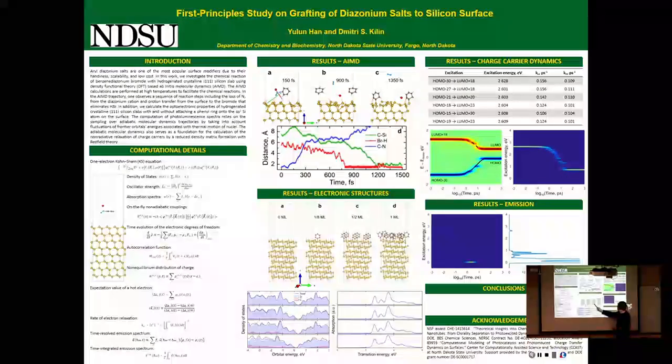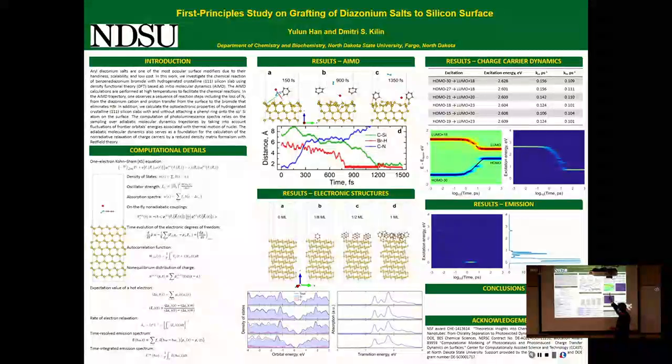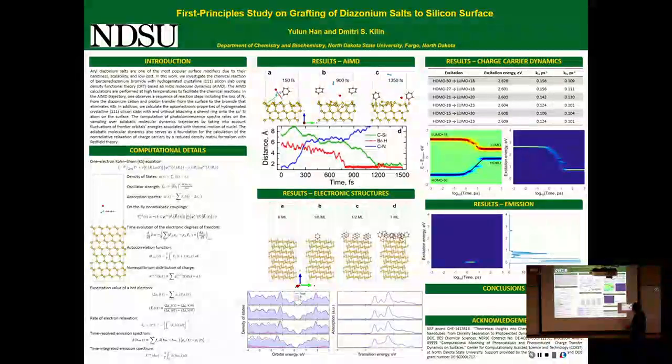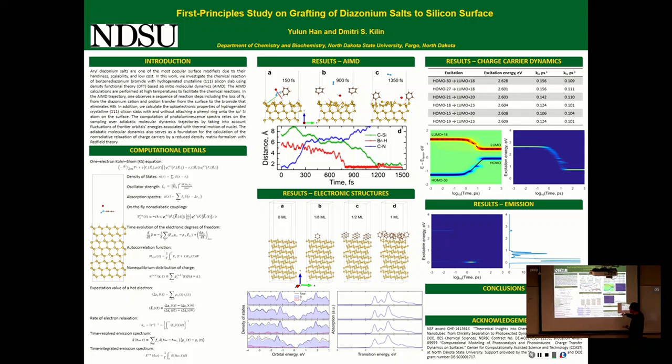And here I show the charge carrier dynamics for this system. So for example, this is the charge carrier relaxation as a function of time and energy. This is from HOMO -30 to HOMO +18, and this is grease for the relaxation. And this figure shows the exciton.